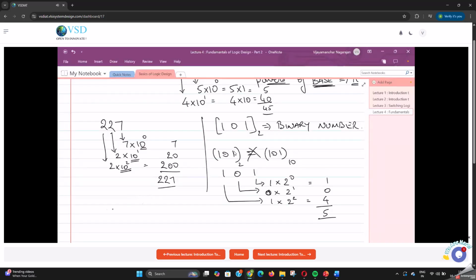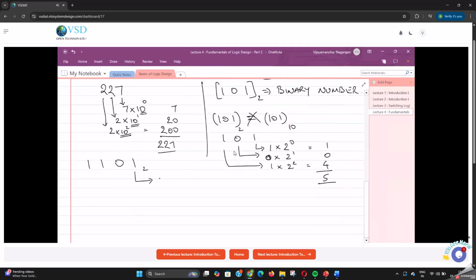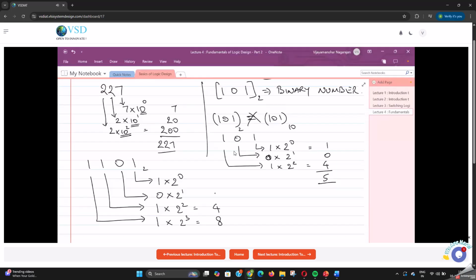Similarly, if I take 1101 to the base 2, what does it mean? This is 1 into 2 power 0, 0 into 2 power 1, 1 into 2 power 2, and this is going to be 1 into 2 power 3. 2 power 3 is 8. 2 power 2 is 4. 2 power 1 is 2, multiplied by 0 is 0. 2 power 0 is 1, multiplied by 1 is 1. So this is 13.